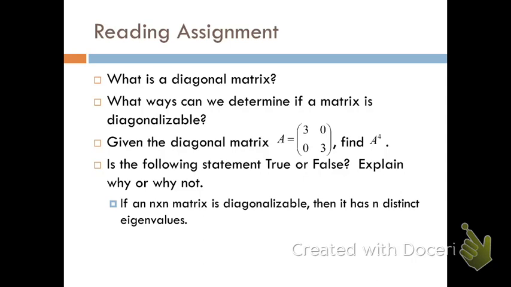Now complete this reading assignment. What is a diagonal matrix? What ways can we determine if a matrix is diagonalizable? Given the diagonal matrix A, find A to the 4th. And lastly, is the following statement true or false? Explain why or why not. If an n by n matrix is diagonalizable, then it has n distinct eigenvalues.